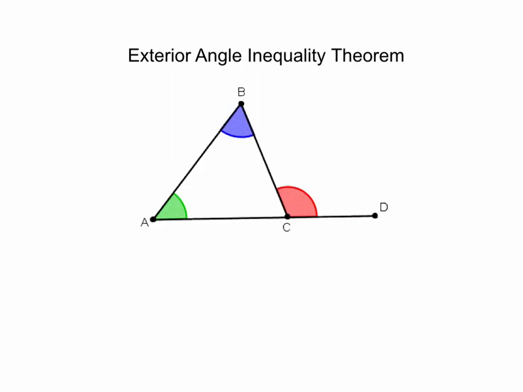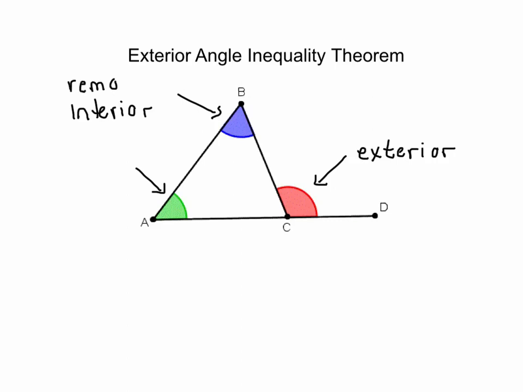Let's take a moment to look at the exterior angle inequality theorem. In this diagram, the red angle is an exterior angle. It's lying outside the triangle, whereas these two angles are interior angles. They lie inside the triangle. But these two are not near the red angle, so they are called remote or far away interior angles.